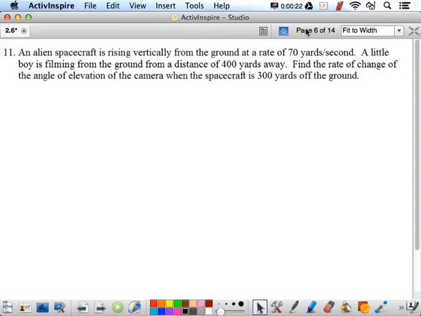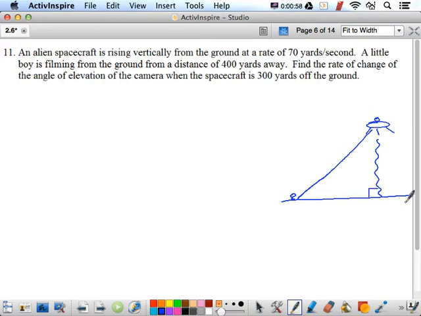So I'm going to need a visual on this. So let's draw the ground. Let's say this is our ground. And we will let our spacecraft be here. So he's rising up. There's my spacecraft. And I'll put the little boy over here. He's here and he has a camera, and he is tracking the spacecraft. Like this. What shape is that? Triangle. What kind of triangle? A right triangle, which is pretty simple, right?